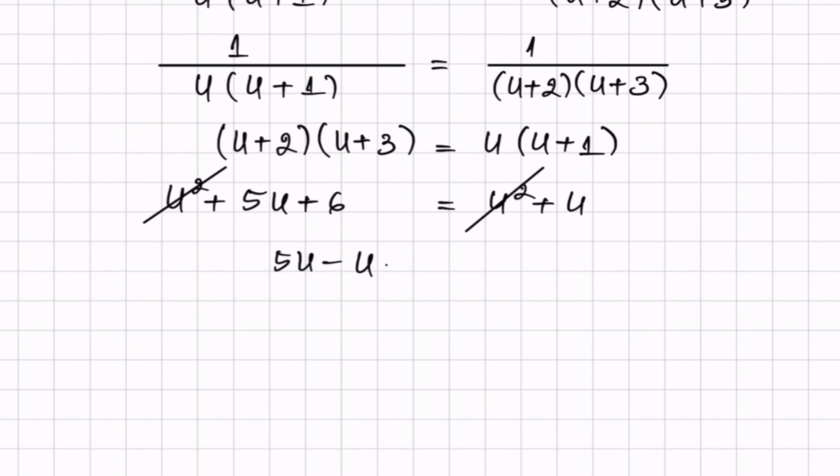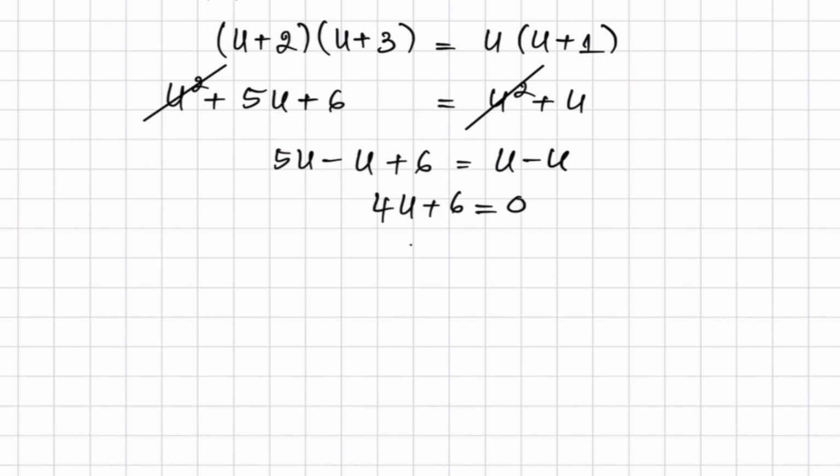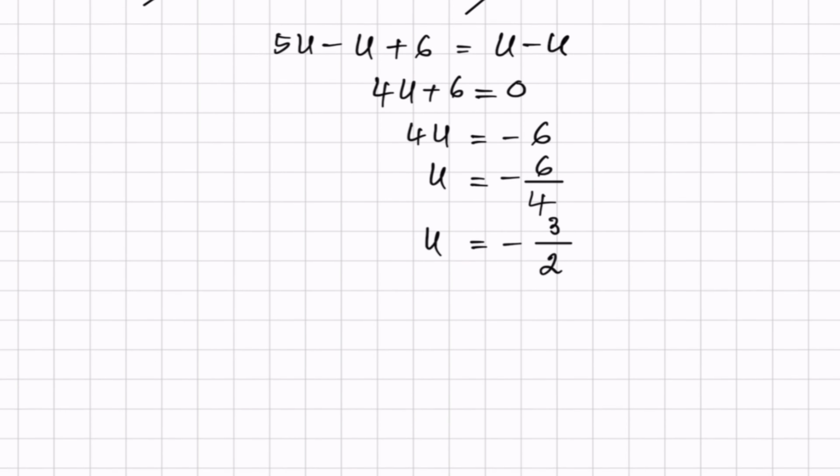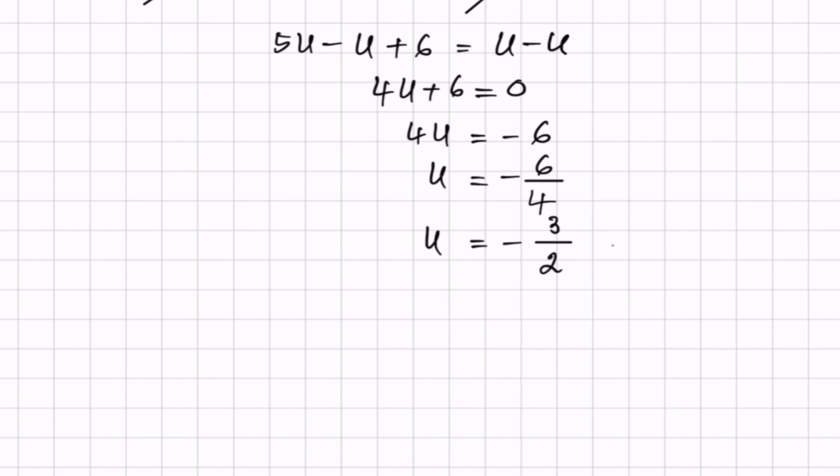And for 5u, we can subtract both sides of the equation by u. Then we will get 5u minus u plus 6 and then u minus u here. And then we get 4u plus 6 equal 0. So then we will get 4u equal to negative 6, u equal to negative 6 divided by 4. And then we simplify this fraction. We will get 3 over 2. Then we're gonna take u equal to negative 3 over 2.